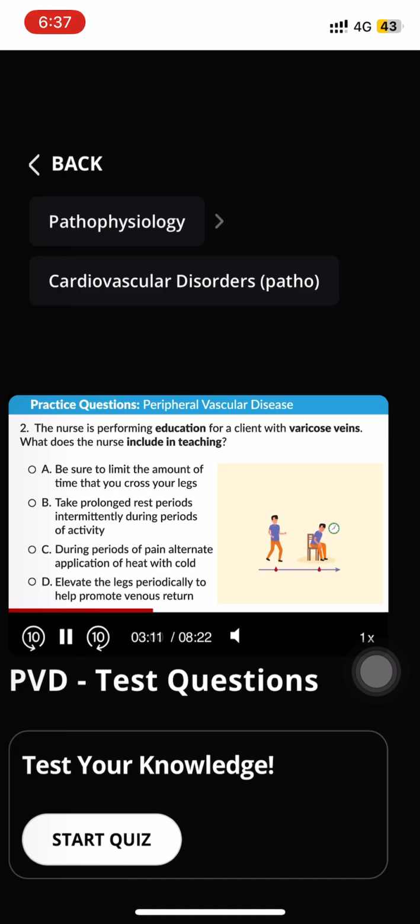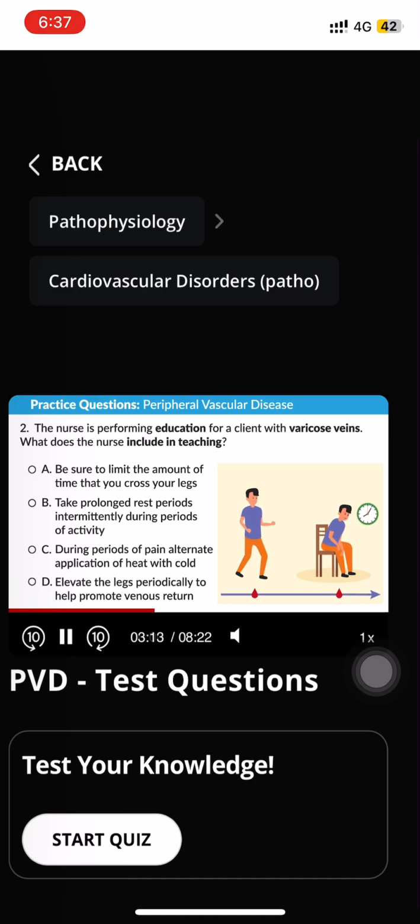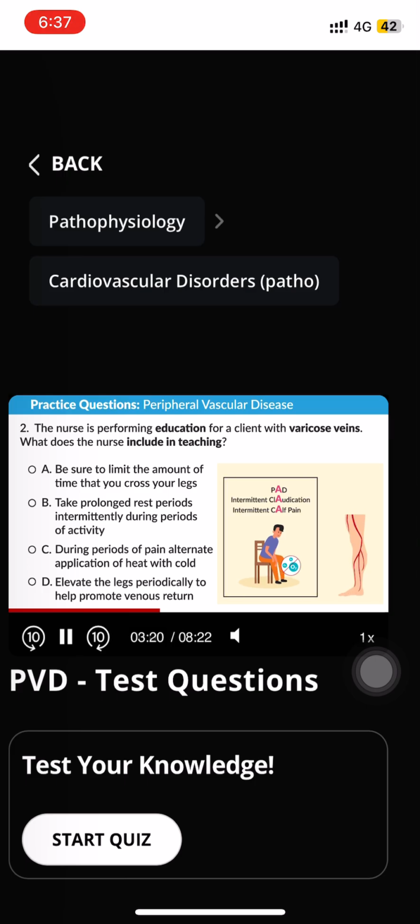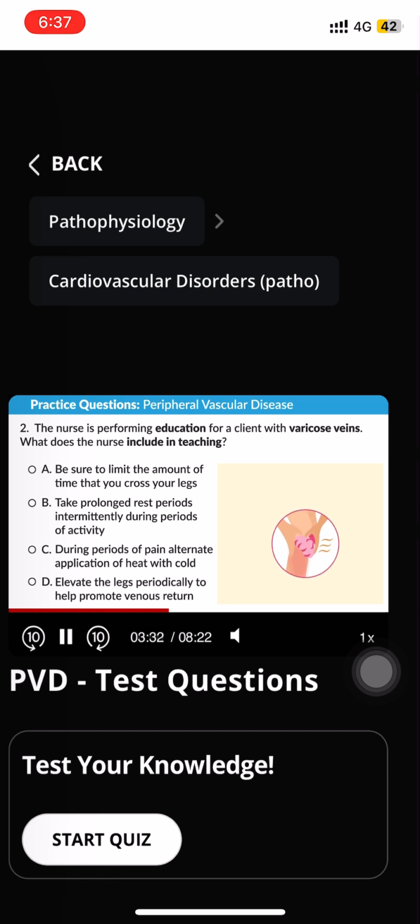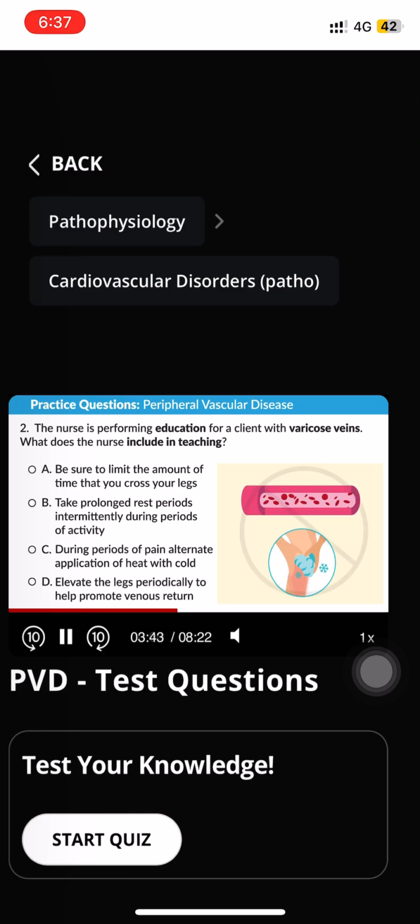Now, option B, take prolonged rest periods intermittently during periods of activity. Now, this one was also close, but it's incorrect. This one is technically for PAD with that intermittent claudication. Basically, that calf pain with activity. It's not for PVD. Now, option C, during periods of pain, alternate the application of heat with cold. No, this is totally incorrect. Cold temperatures should be avoided at all costs, since this causes constriction.